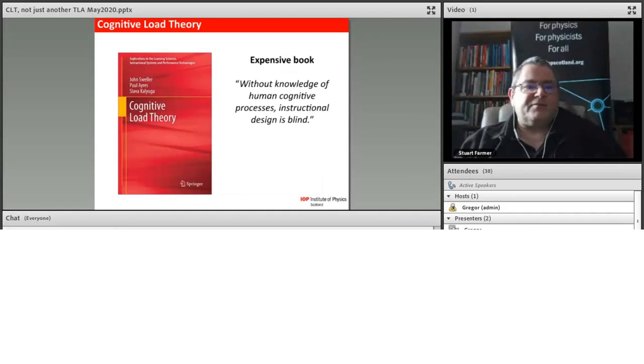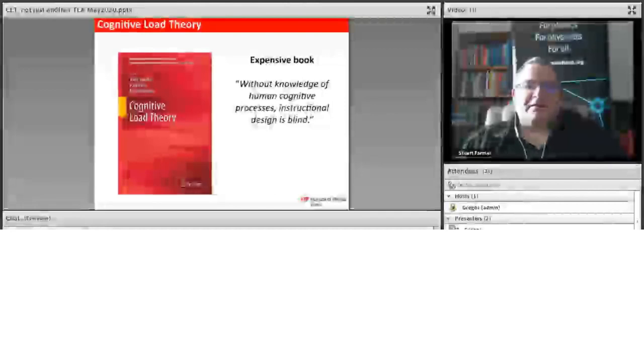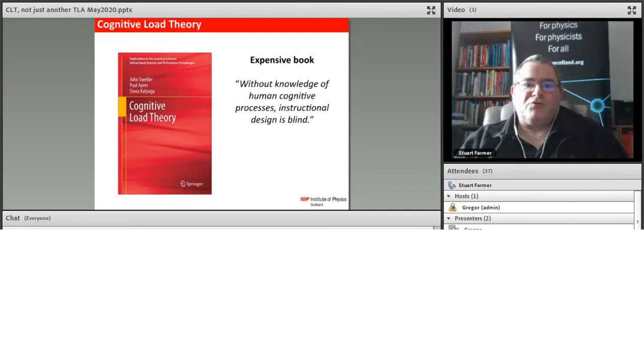If you do want to know about it, there is a very expensive book that you can buy. I'm not recommending that. John Sweller was really the key person that came up with cognitive load theory. And I think the very first sentence in the foreword of the book gives a very clear message about what our job as teachers ought to be, in terms of designing teaching.